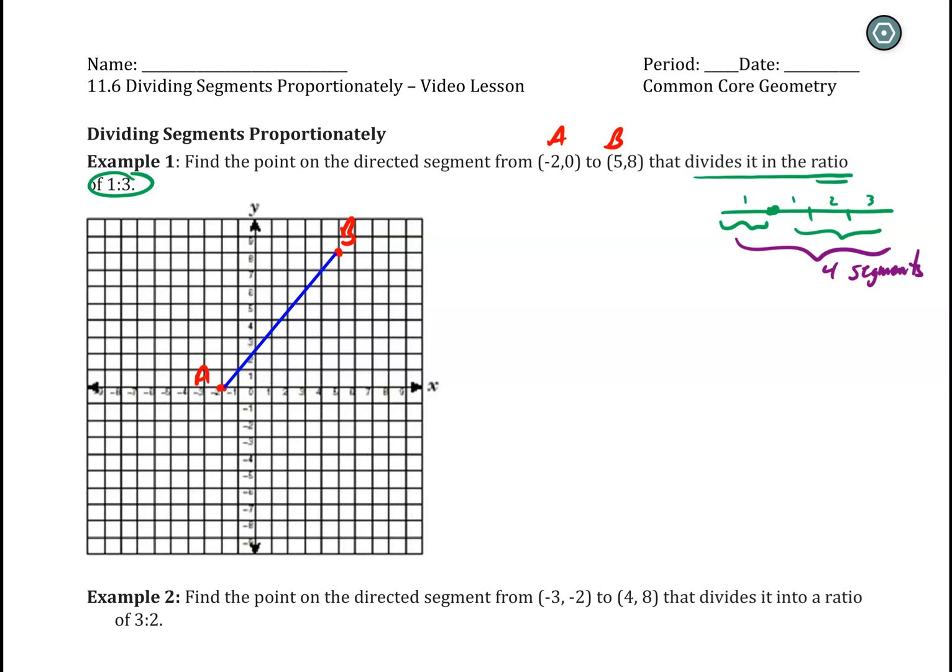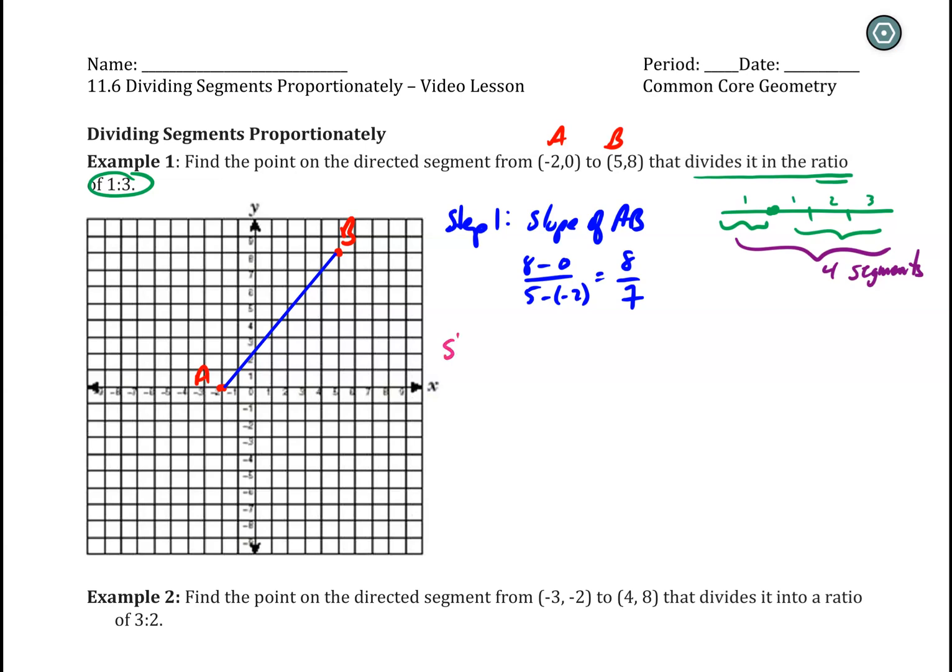So step number 1, all right, I want to find the overall slope. So I'm looking for the slope of AB in this case. So what is that going to be? That's going to be 8 minus 0 over 5 minus -2. So that gets me 8 over 7. All right. Now, even if I could simplify that, I do not want to.